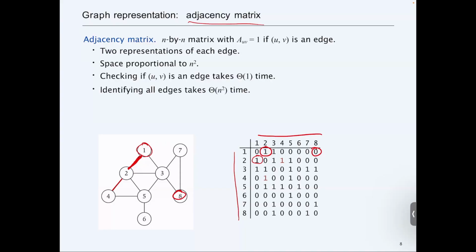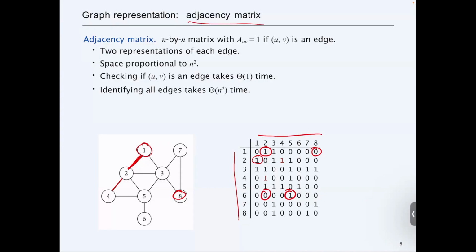One really nice property of adjacency matrices is that the edge lookup is extremely fast. So if I ask, is there an edge between u and v, you can answer that in constant time. Because all you're doing is just looking it up in the matrix. You're saying, is there an edge between 6 and 5? And the answer is yes. Is there an edge between 6 and 2? Well, the answer is no.